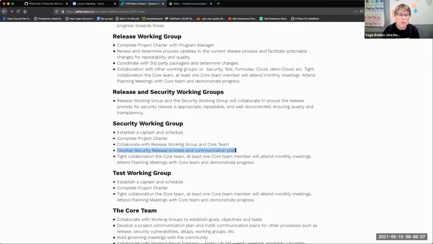We do currently have a release process and a communication plan that goes with a regular release, and we have a separate one for security. We've kept it behind closed doors. We're going to expose that a little bit more so that these working groups can see it and help us develop it and make it more robust. A lot of what I want to do here is make it more transparent so that we can then work with the community to make it more robust.